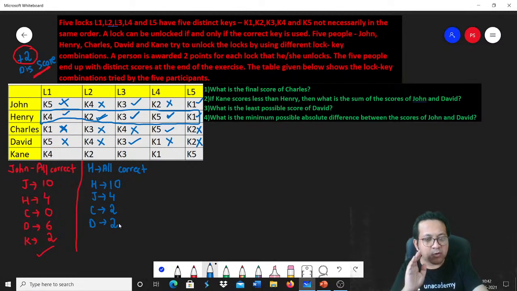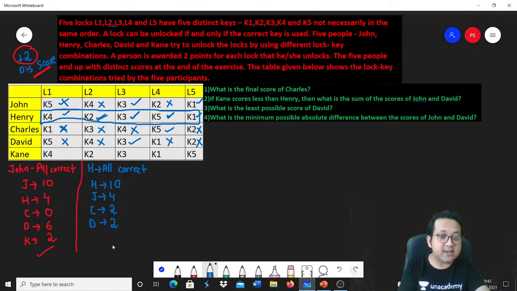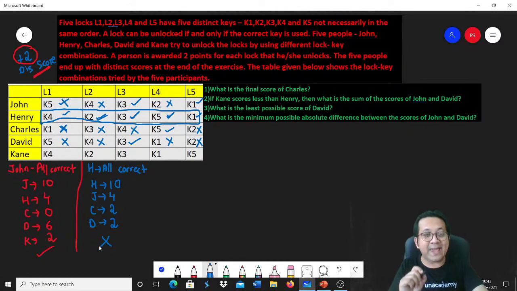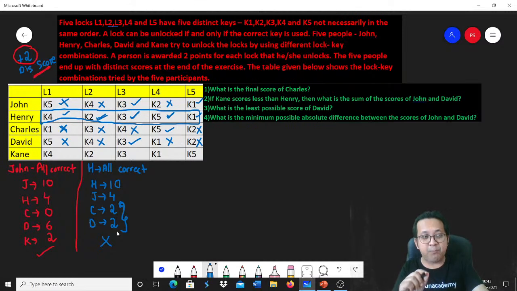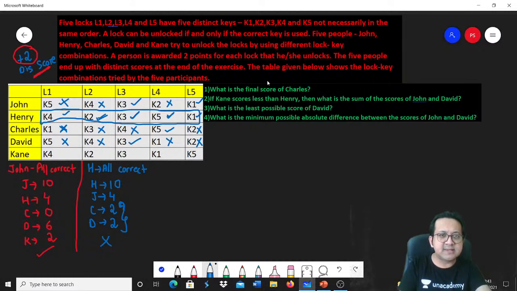Now take a pause. And then you tell me this particular scenario is impossible. Why impossible? Because remember, every person ends up with a distinct score. Here, I don't want to find out K, but at this point I can clearly say C and D got the same points. Because they got the same points, this scenario is impossible. Remember, every person is getting a distinct score at the end of the exercise.